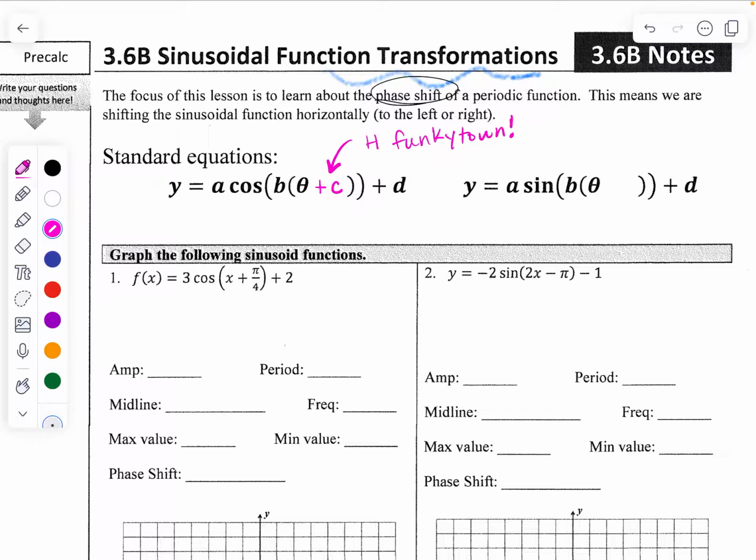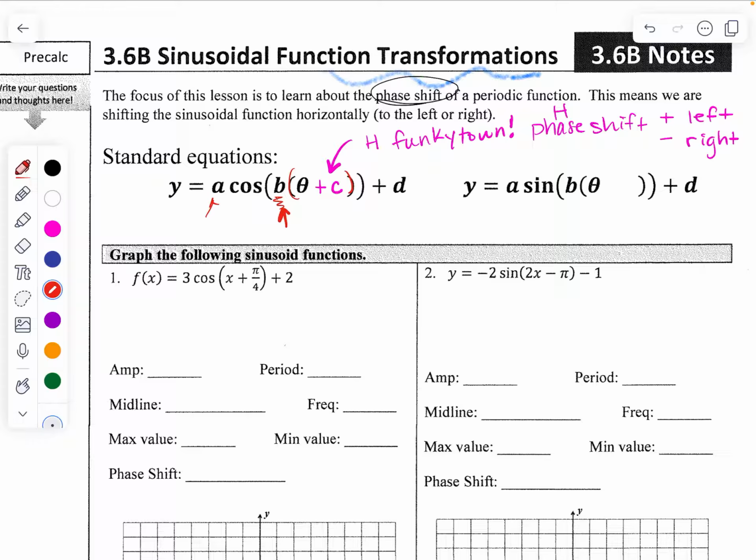So remember, for the horizontal or phase shift, if it's positive, it's going to the left because it's the opposite. And if it's negative, we're going to the right. So if we look at that here, if we also see this B, remember that's the period. Notice that it's factored away from that phase shift. So this is really important.